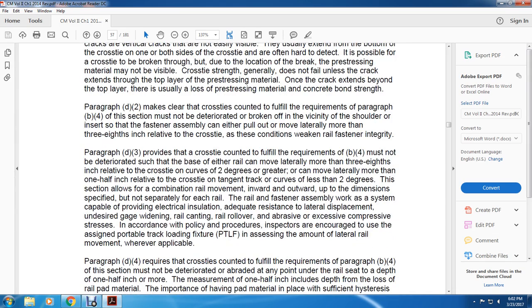Paragraph D2 makes it clear that cross ties are counted with the fulfilled requirements. Paragraph B4 says the section must not be deteriorated or broken off in the vicinity of the shoulder. The insert of the fastener assembly can either be pulled out or move laterally more than 3/8 of an inch relative to the cross tie, as these conditions weaken the fastener integrity.